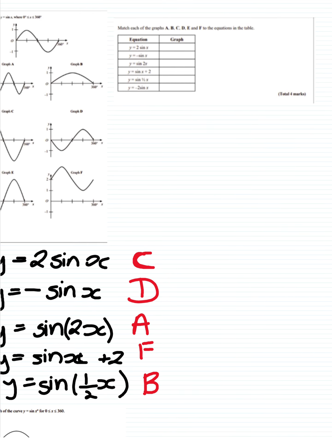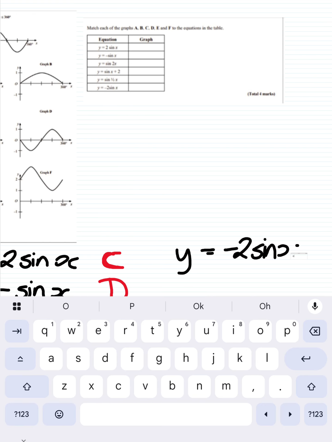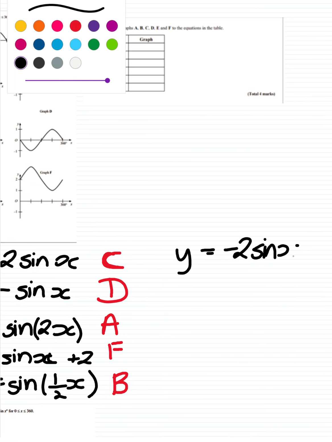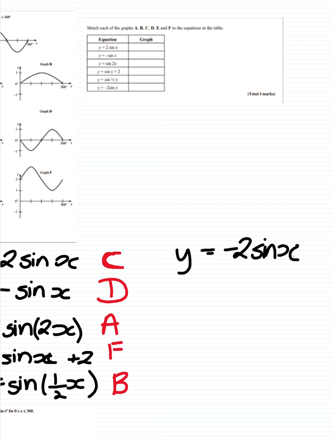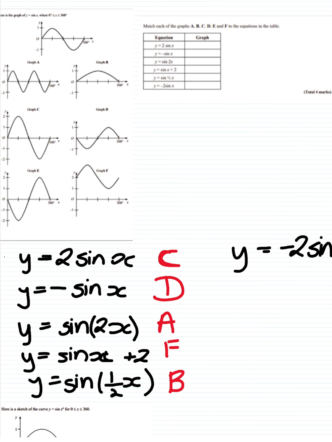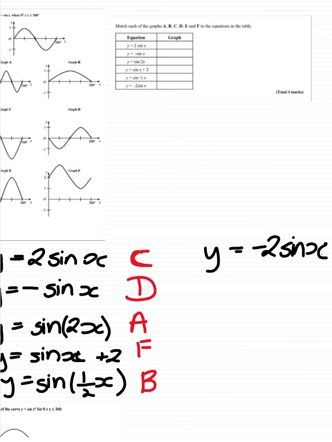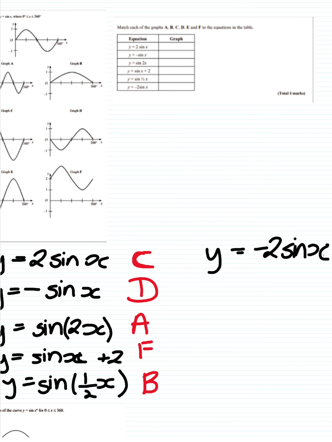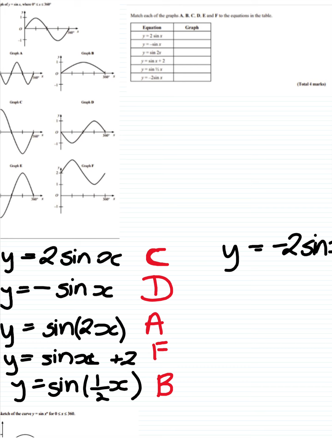Finally, our last equation is y equals minus 2 sine x. Now, a few of you would have gathered from process of elimination that the answer to this question is E, but let me talk you through why. To start off with, there's a 2 in front of the sine x. This means that, like graph C, the peaks have been doubled from 1 to 2 and from minus 1 to minus 2.